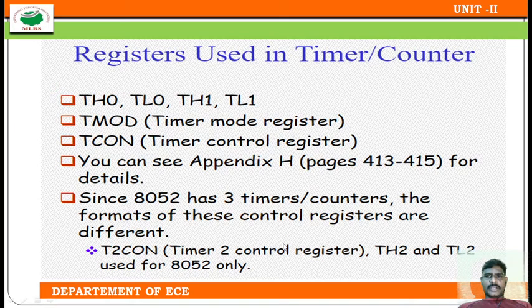The registers which are used in this particular timer or counter are called TH0, TL0, TH1 and TL1. Along with these, we have a timer mode register and timer control registers.